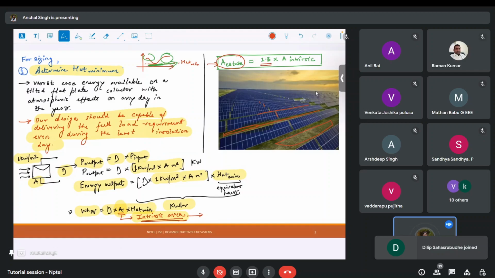So estate area is the one that I am actually going to ask for. Suppose my A intrinsic comes out to be 1 acre for a big solar field, then I will demand 1.3 acres of land, not 1 acre of land. That is the significance of this parameter.